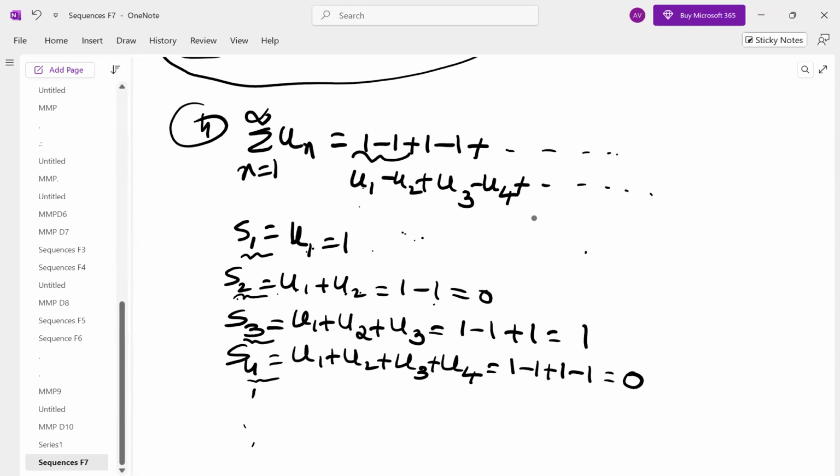Sum of first two terms. I will not call it as U1 minus this one. I will call it as S2 because we are getting all these doubts. Okay, madam. Okay.